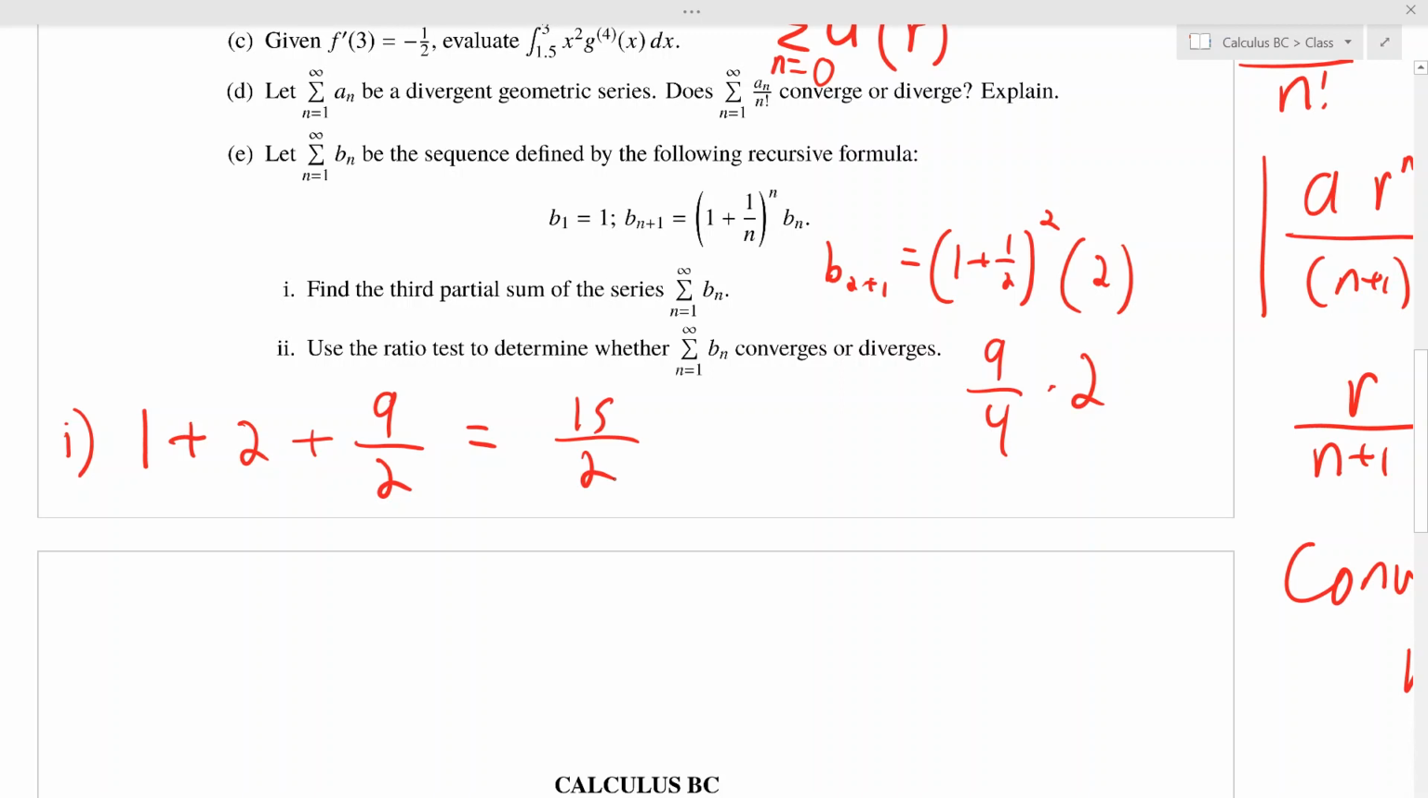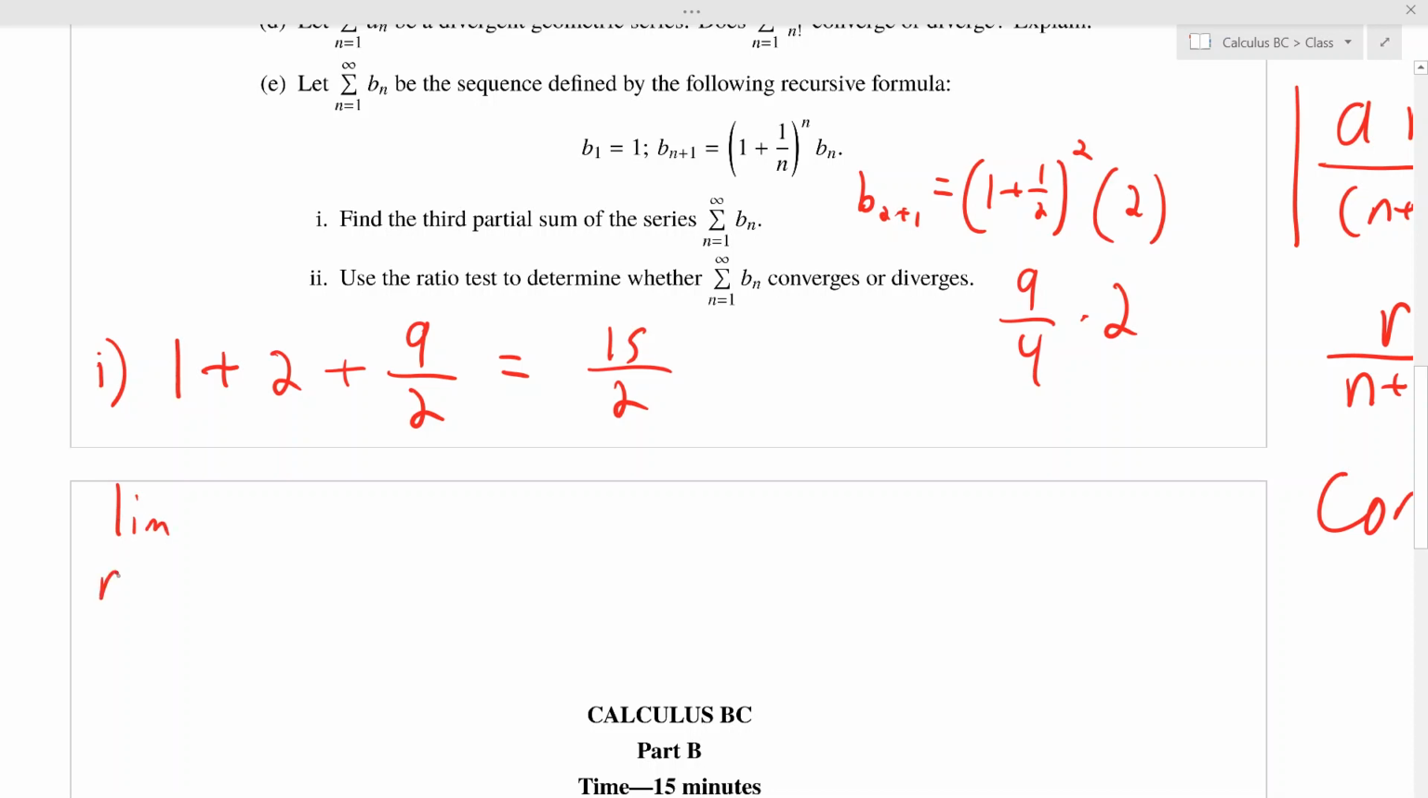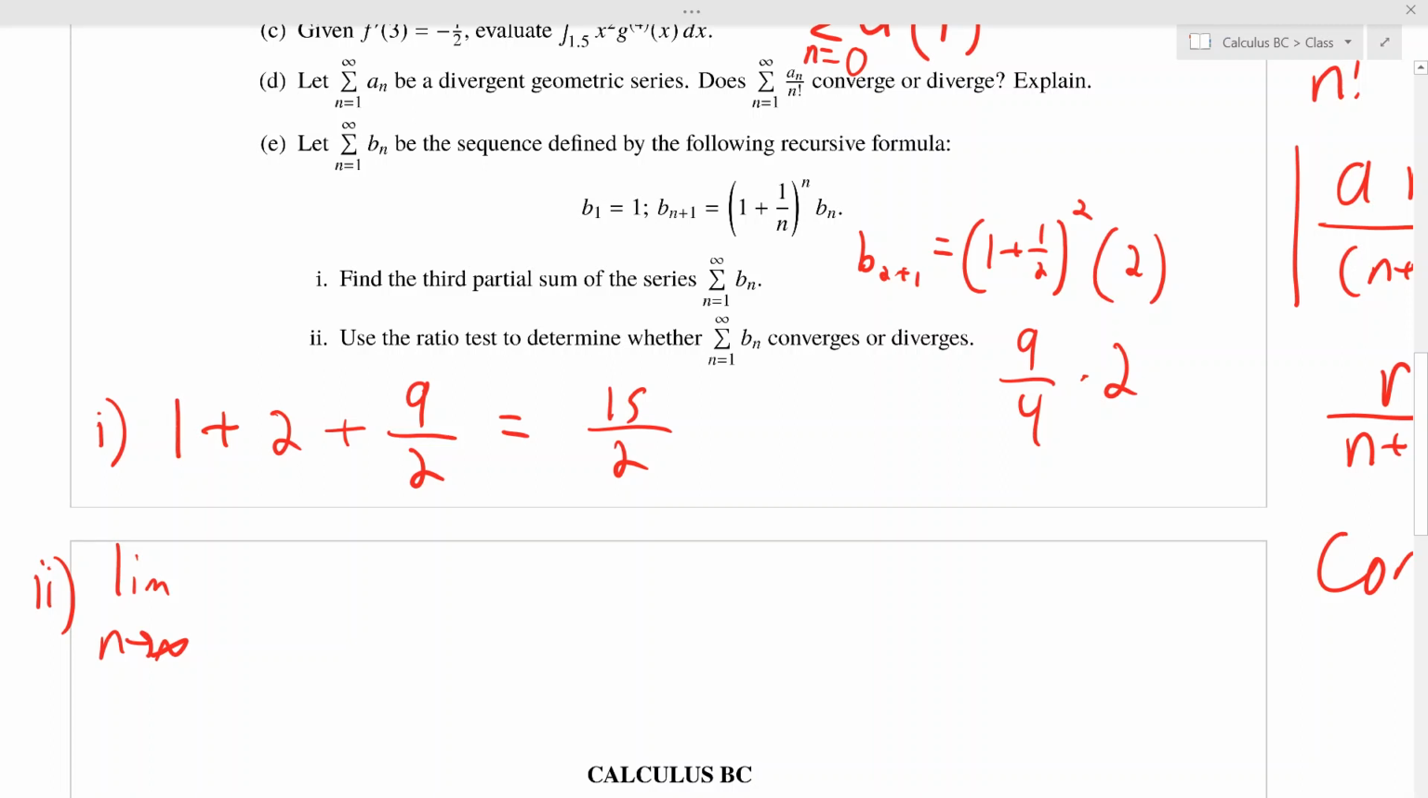Then they wanted to use the ratio test of this thing. So ratio test is going to look like this. It's the limit as n goes to infinity of the n plus 1 term, which is this, right? So that's 1 plus 1 over n to the n times b sub n. Okay, they gave us that formula for it. The n plus 1 term is just that. They gave us the formula. And we're going to divide that by the nth term.